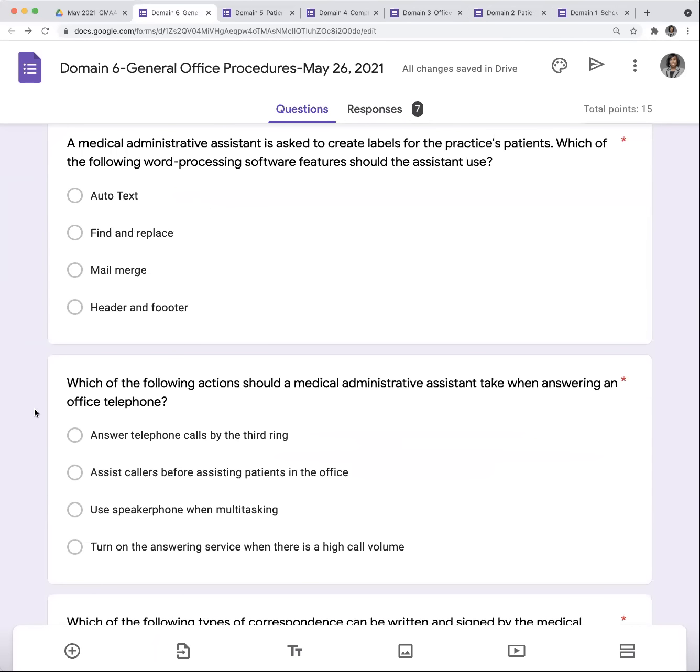Which of the following actions should you take when answering the phone? Answer telephone calls by the third ring. I don't know, I called a business yesterday, Starbucks in particular. It rang about 10 times and nobody answered the phone. They made my drink wrong too. Yeah. All right. They still haven't answered the phone. I called back today. All right.